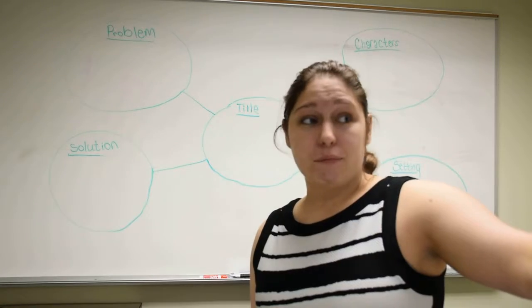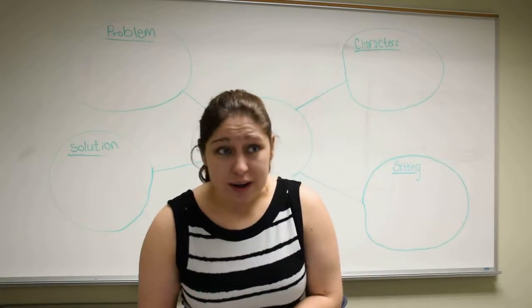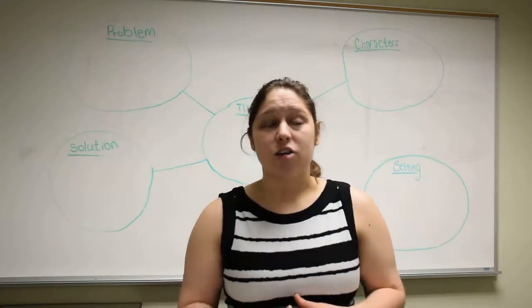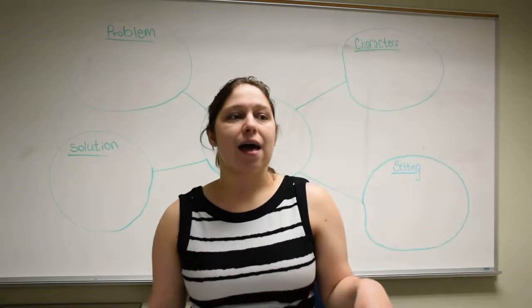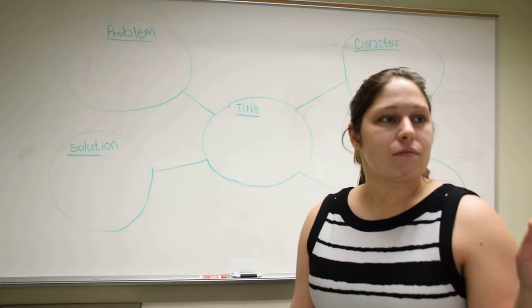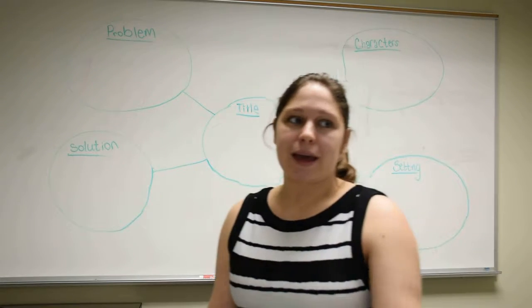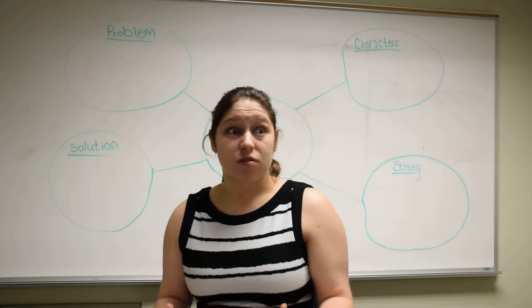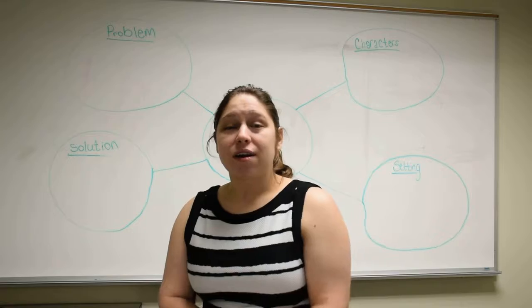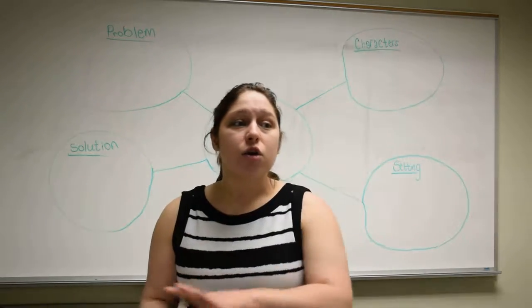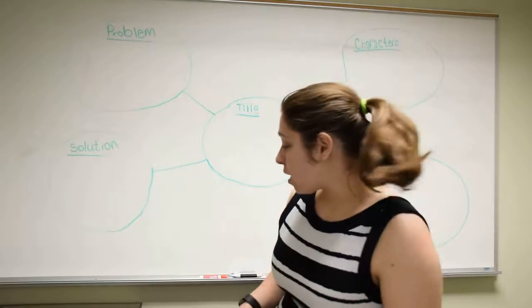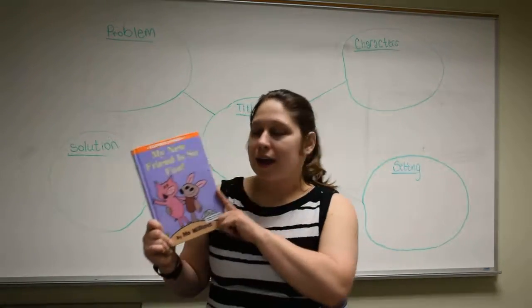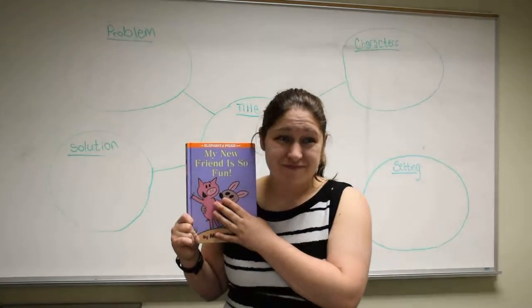For my lesson example, I am using a simple graphic organizer because this lesson is designed for children in the 2nd grade. It has bubbles for setting, problem, solution, and main characters. This would be ideal for 2nd or 3rd graders learning basic structures of the story. You will also have to pick out an example text for you to read to the students. For my example, I'm going to use the book Mo Willems' My New Friend Is So Fun.